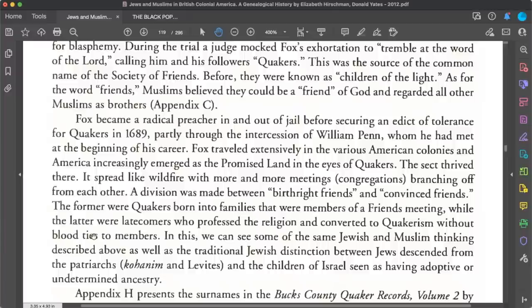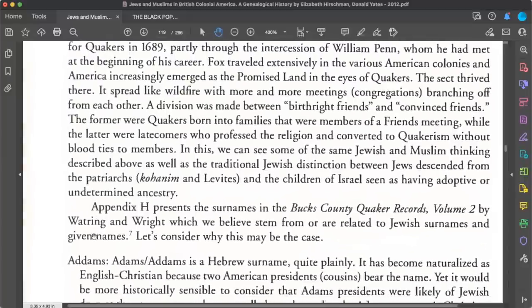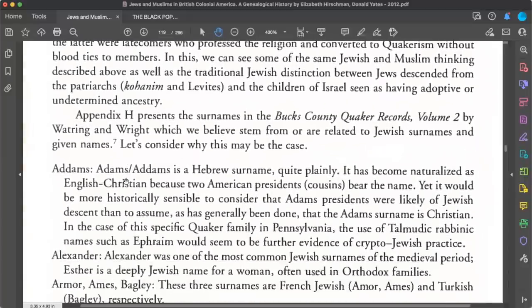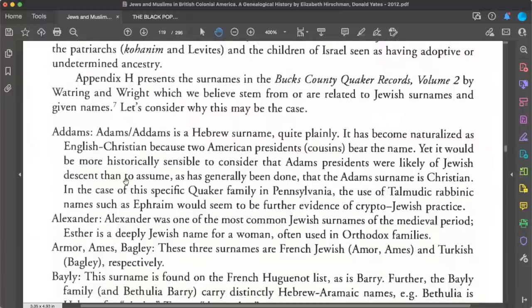Also, these Quaker meetings, I quickly remembered as I'm doing genealogy, I run into a lot of these Quaker meeting notes and genealogical records. Very interesting. A lot of black folks that I've done genealogy for, I find they're Quakers, and you know, they come out in these records. Appendix H presents the surnames in the Bucks County Quaker Record, Volume 2, by Quartering and Wright, which we believe stem from or are related to Jewish surnames and given names. Let's consider why this may be the case.